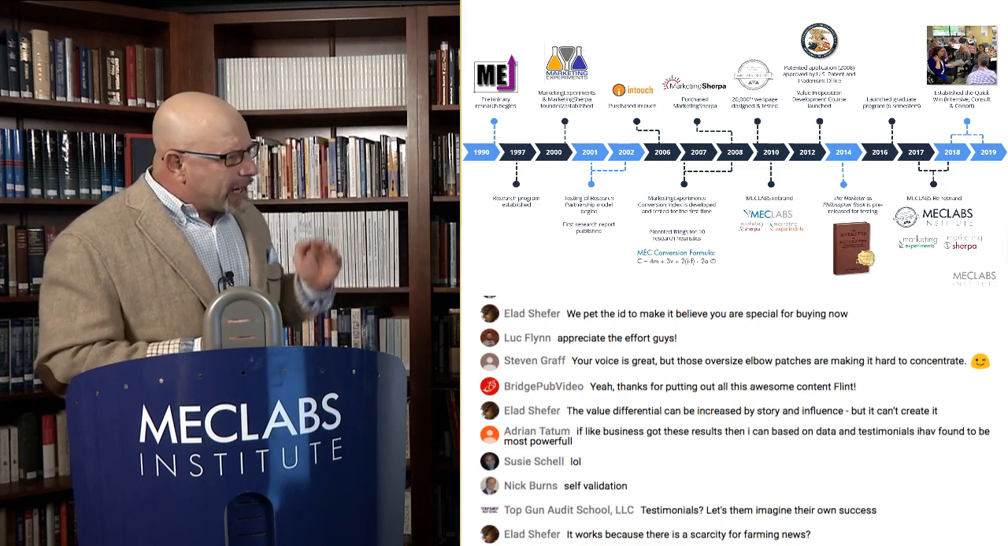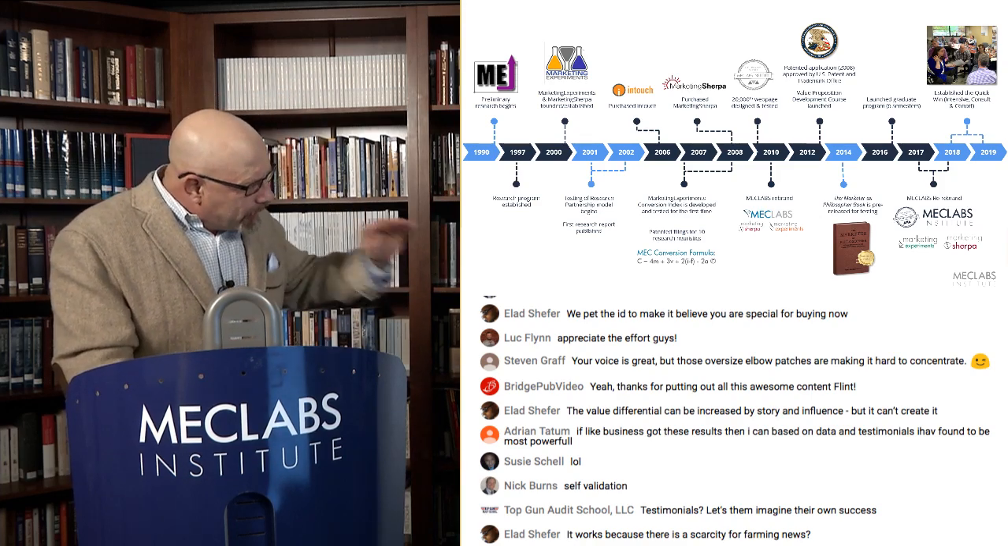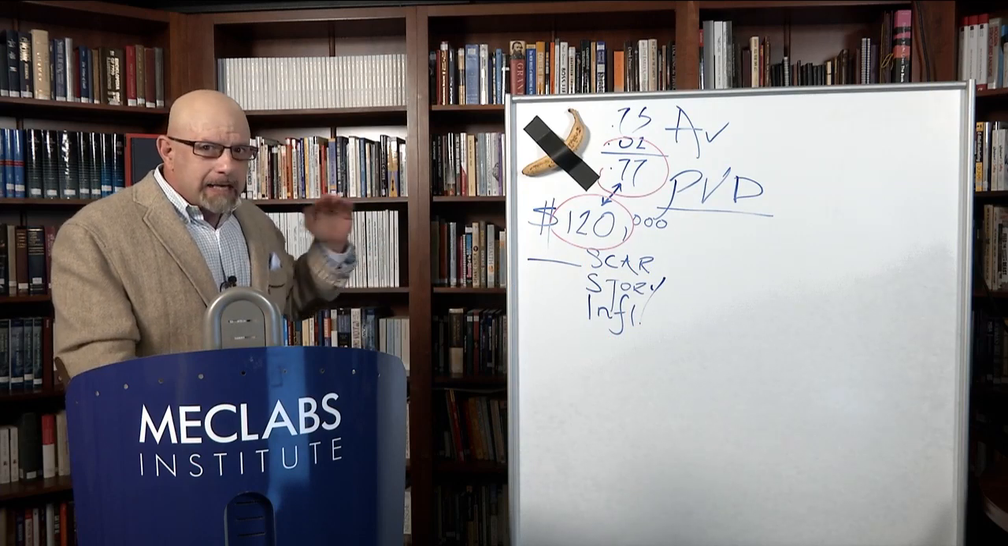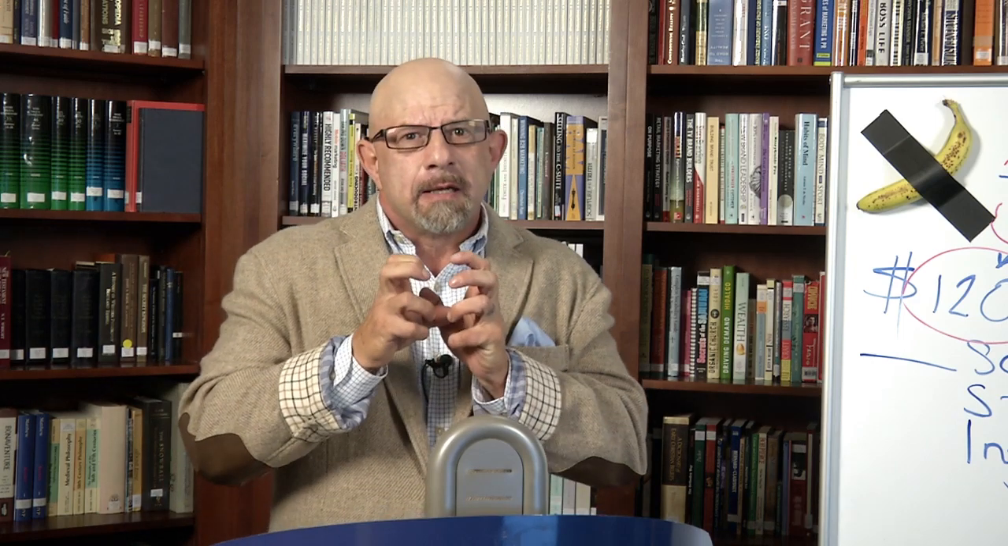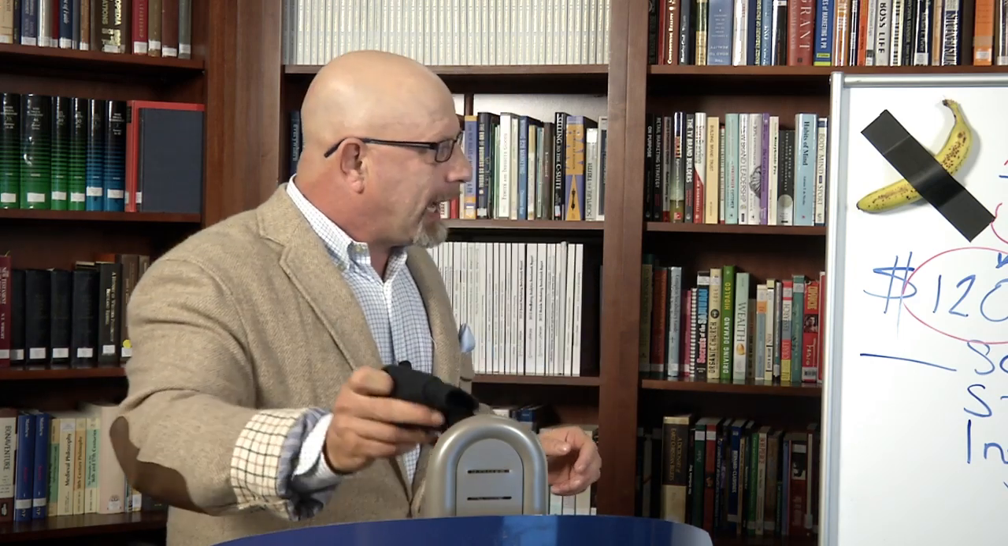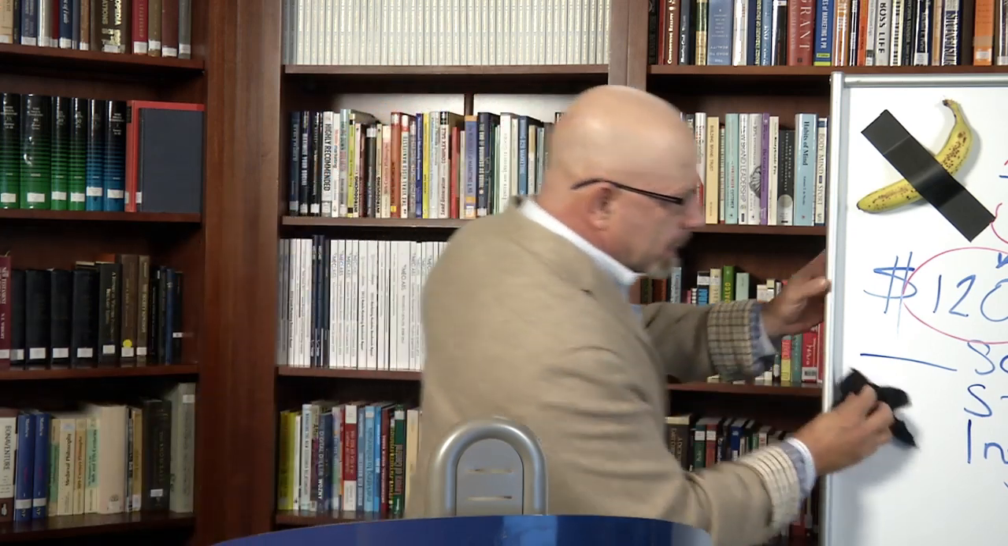So when you put these items together, when you put scarcity and story and influence, and often you can combine them, you achieve this unique set of conclusions in the mind. Now, I'm gonna erase something.